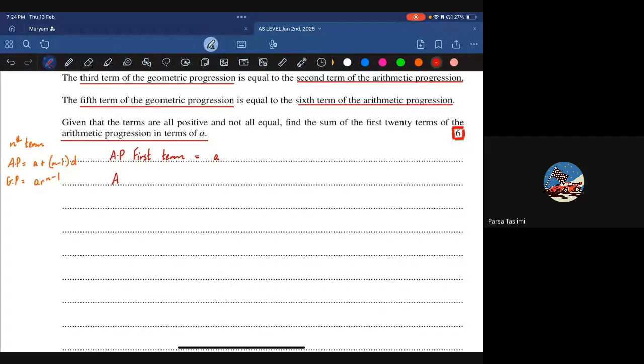Also, what would be the arithmetic progression's second term? No, no, no. Its second term is going to be what? A plus d. AP, Parsa, arithmetic progression. Yeah. Okay?